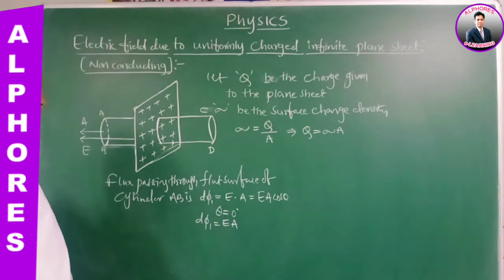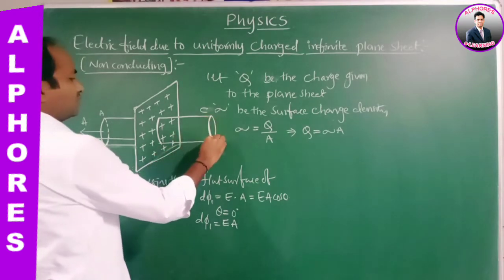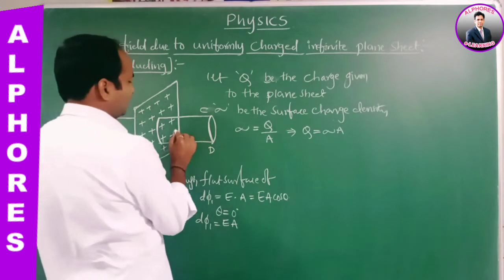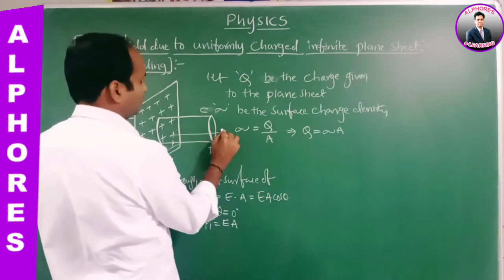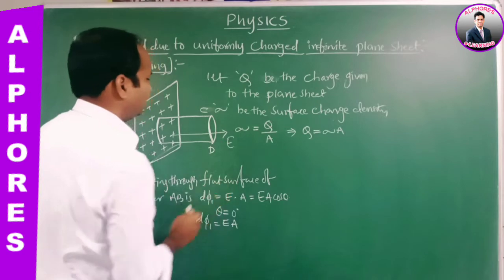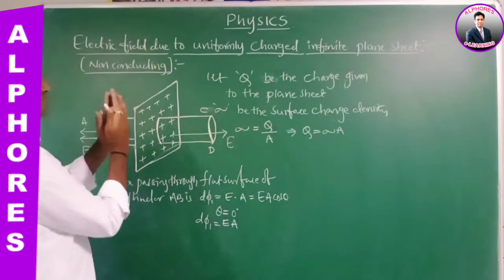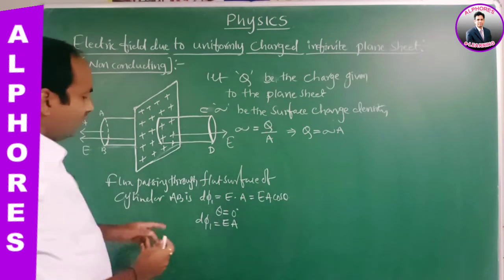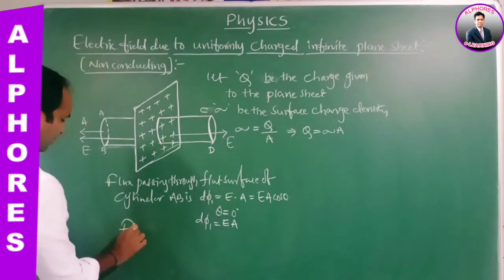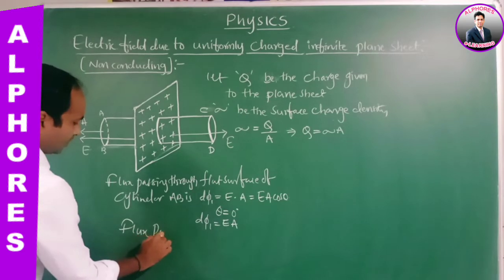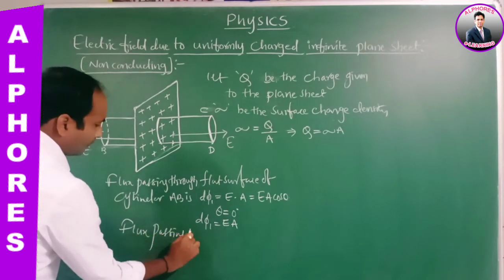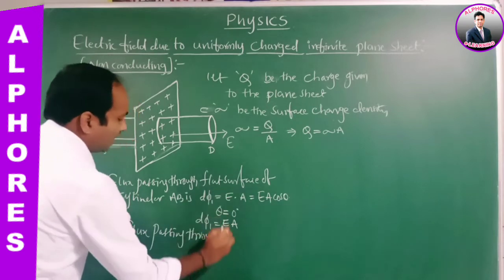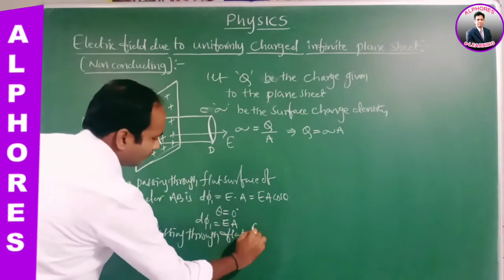Second case: similarly, calculate the flux passing through the other flat surface of the cylinder, CD. What should be the direction of the electric field? On the right side of the plate, again the direction is radially outwards. Now again, the flux passing through the flat surface of the cylinder.